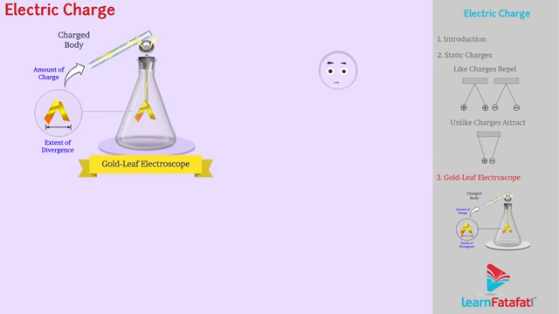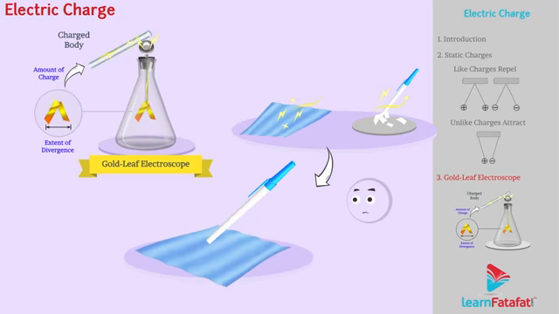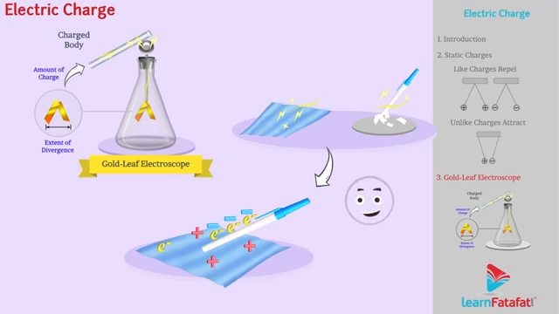You might have an obvious question: why does charging of the material take place on rubbing? Well, actually, when we rub two materials with each other, the less tightly bound electrons move from one material to the other, developing positive and negative charges. We will learn more about electrostatics in upcoming videos.